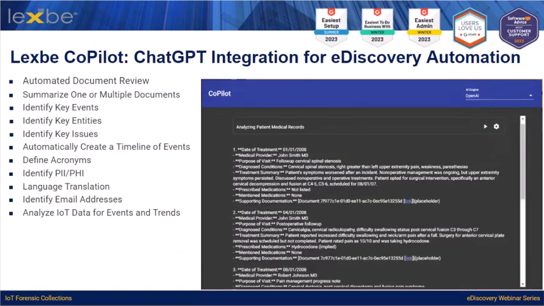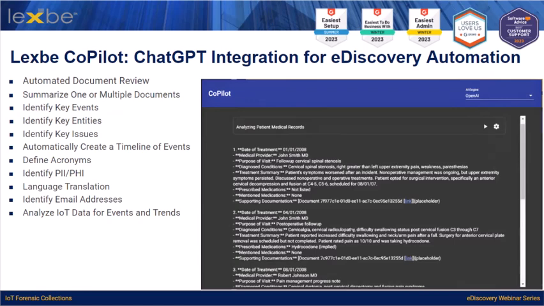And as I mentioned previously, Lexby has a comprehensive GenAI integration, and Lexby Copilot is our GenAI interface that delivers eDiscovery automation. So what does that mean? Well, first, this feature has been incredibly popular since we've launched it. It automates all of the tasks and delivers outstanding quality and reliability. So when I say it automates all of the tasks, it automates the document review process.